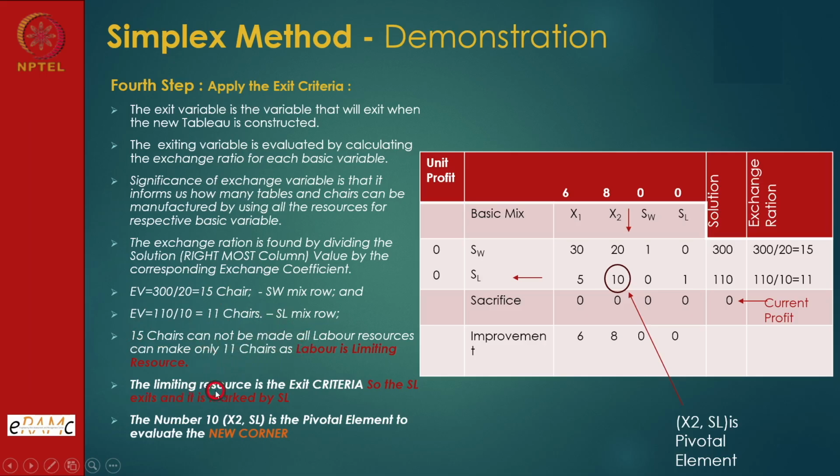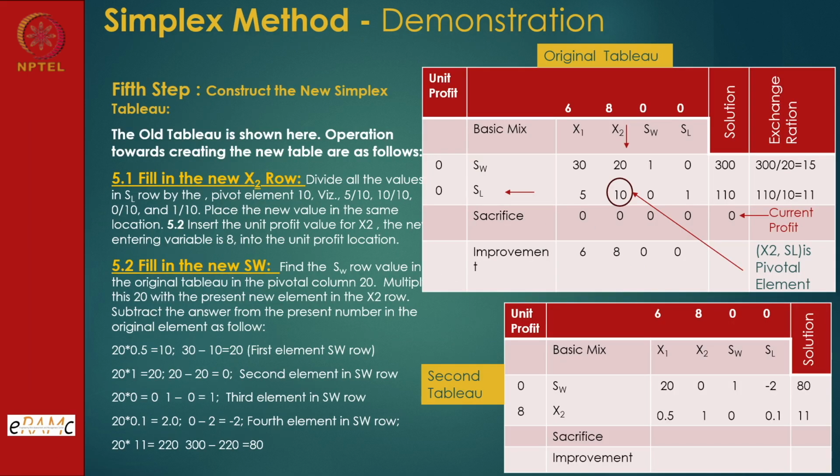The limiting resource, SL, will be identified in this. So here it is the exit variable, and this will give us the new corner. The new corner means x2 to SL is the pivotal element. The pivotal element is identified by the number 11 in this row and this column, and we got the new corner.